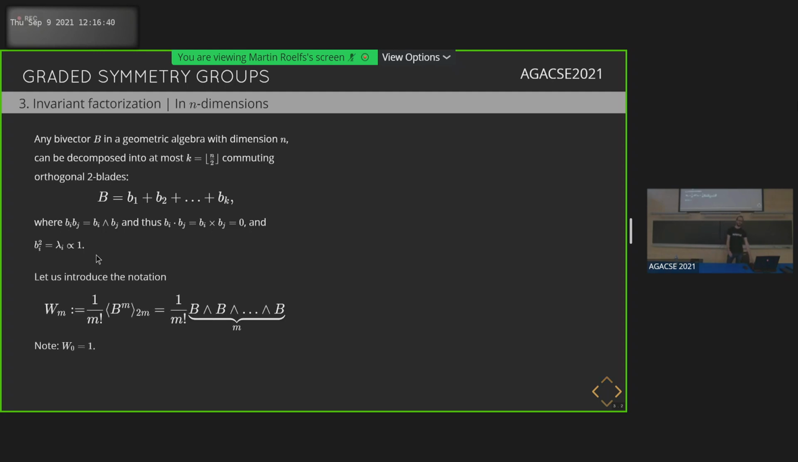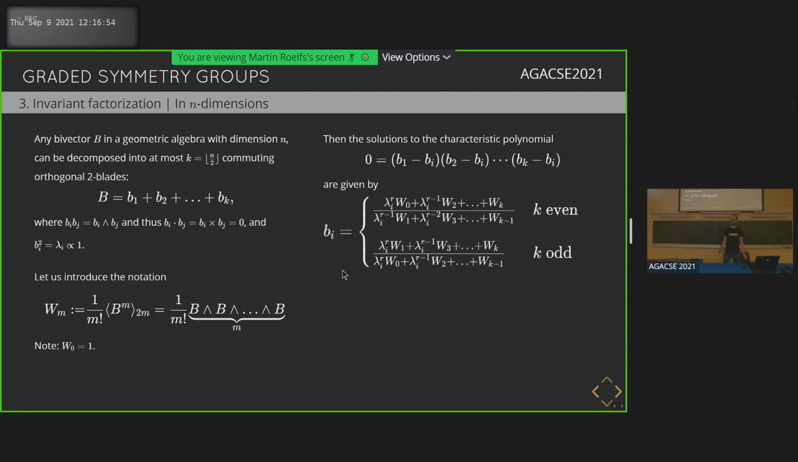So again, with this notation of Wm being all these wedges, and I should also note that W0 is then just 1, so that one is included in the set, then the solutions to the characteristic polynomial are simply, well, not simply, but are given by this expression bi. There is a distinction between k even and k odd, as we saw, the denominator and the numerator flip depending on the value of k.